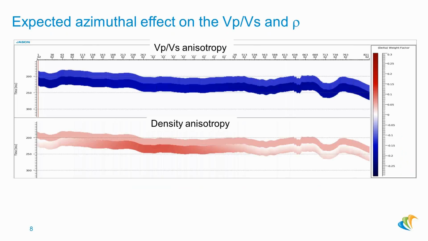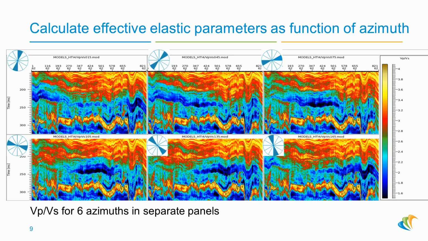So in the next step, we can calculate the effective elastic parameters as a function of azimuth. There are 6 azimuths here, and we're looking at the VP/VS only. So there's a separate panel for every azimuth, and you can see that in the middle, the VP/VS is changing. See, the blue is moving around as you go through the different azimuths.